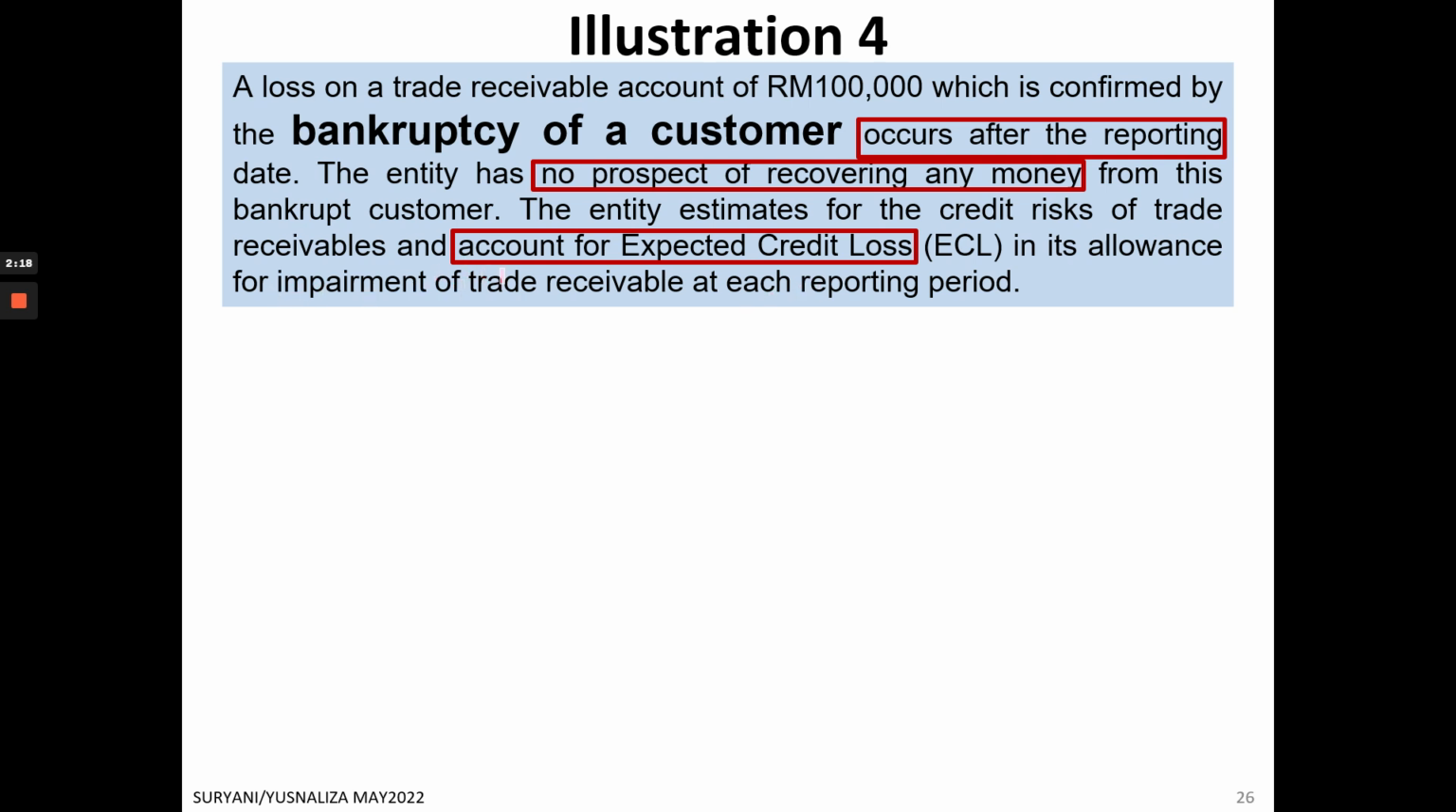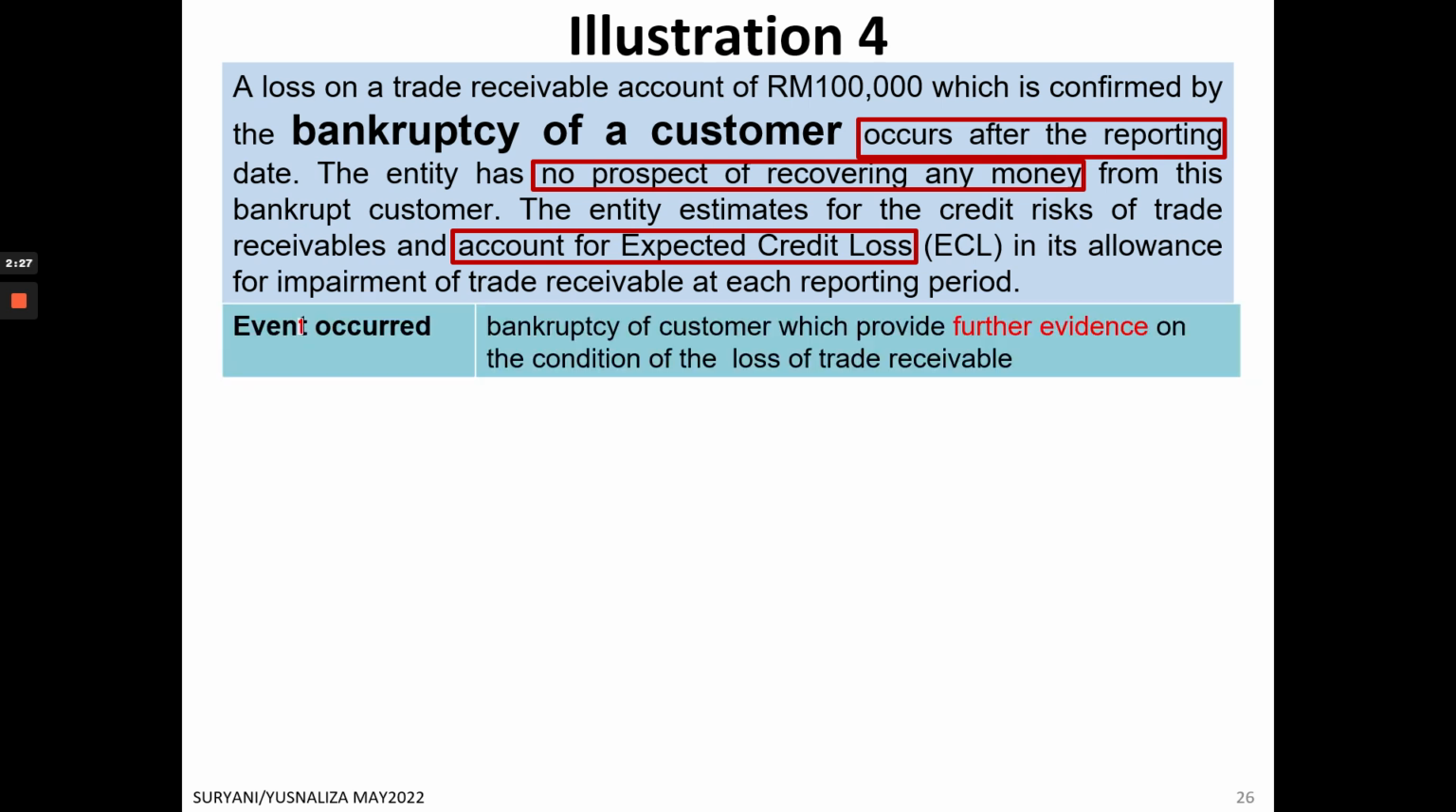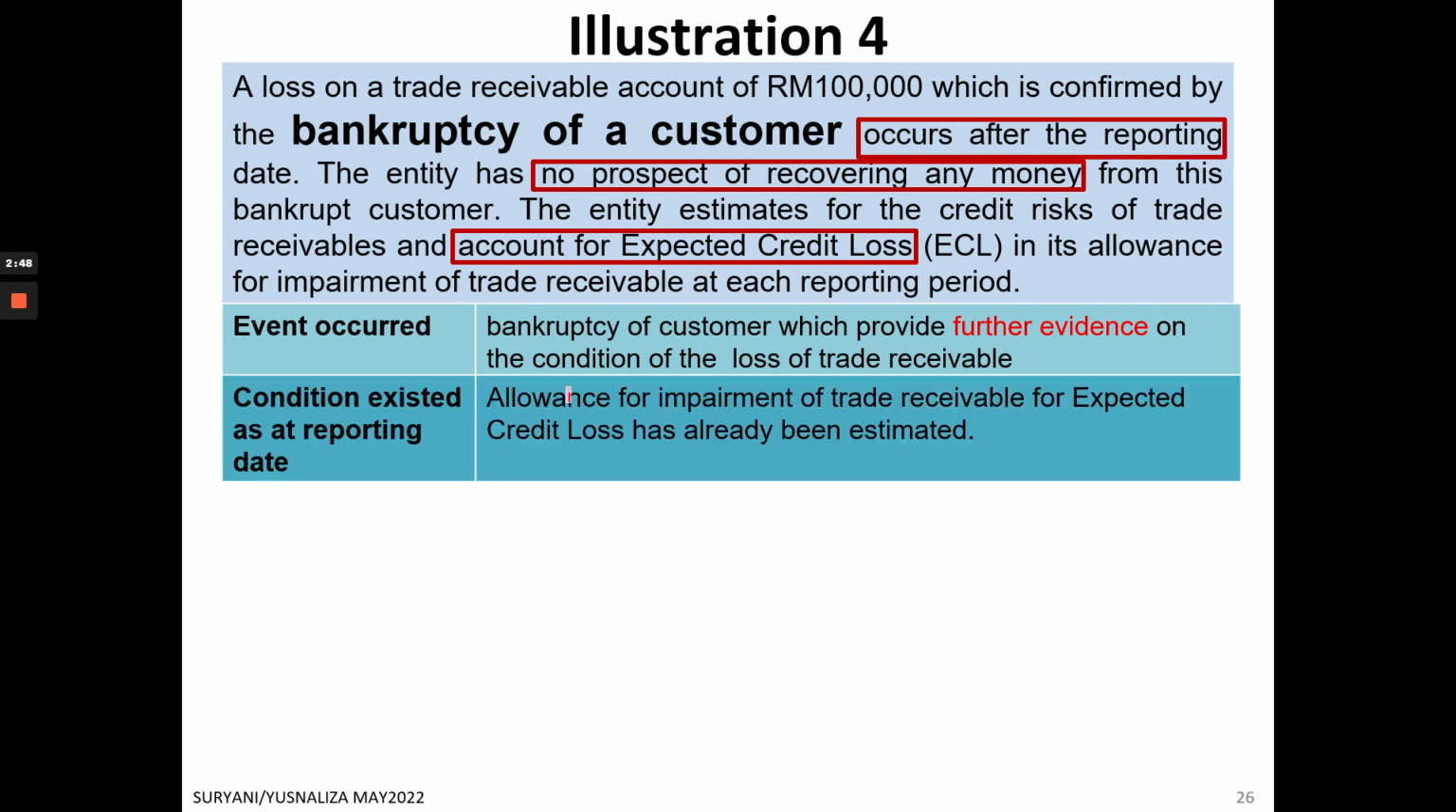A condition that existed as at the reporting date is very important for you to determine whether it is an adjusting or non-adjusting event. In our case, the event that occurred here is the bankruptcy of the customer that happens after the reporting date. That provides evidence. Remember, the definition is events that provide evidence on the condition that existed as at the reporting date. So the condition that existed here is that the allowance has already been made for the trade receivable, allowance for impairment, for the expected credit loss, which is actually estimating the credit risk of the customer that went bankrupt.